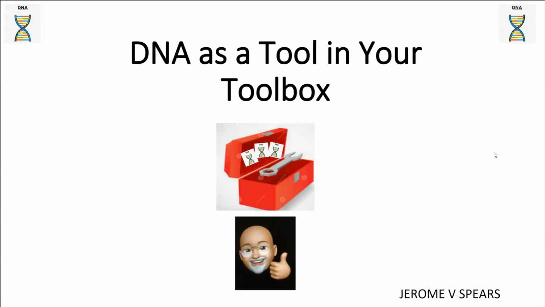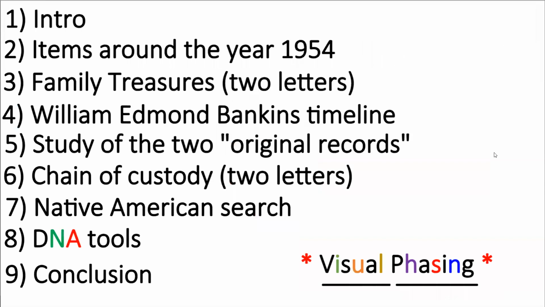So what we're going to try to do is go through a couple of items this morning. We'll start by talking a little bit about 1954. I will introduce the 2 family treasures, the letters that I've been referring to. I will acquaint you with a great uncle of mine, William Edmund Bankins. Then we'll talk in more detail about the 2 letters.